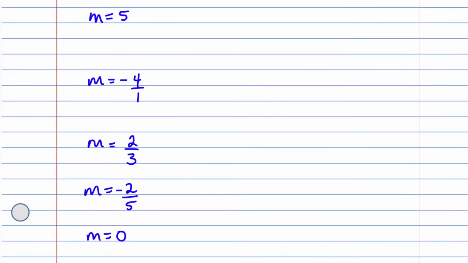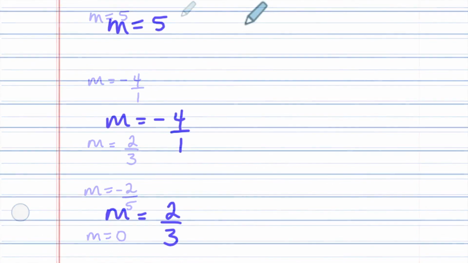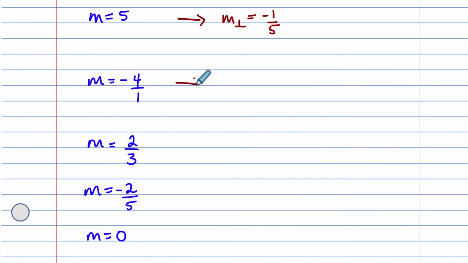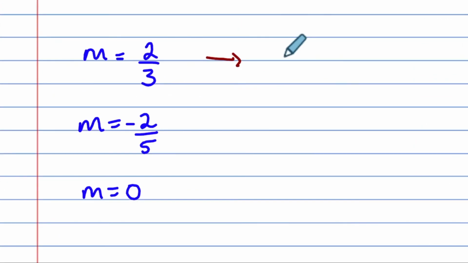Here are a few slopes. Let's figure out what the slope would be for a line perpendicular to all of these lines. The first one, we would have the new slope to be negative 1/5. The second one, the new slope would be 1/4. The new slope here would be negative 3/2. The new slope here would be positive 5/2.